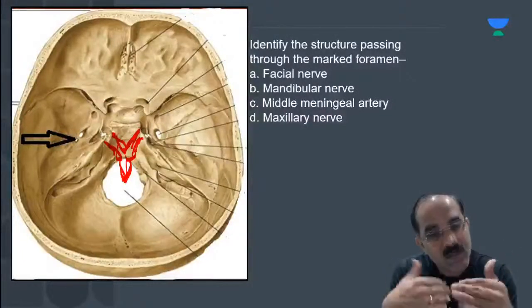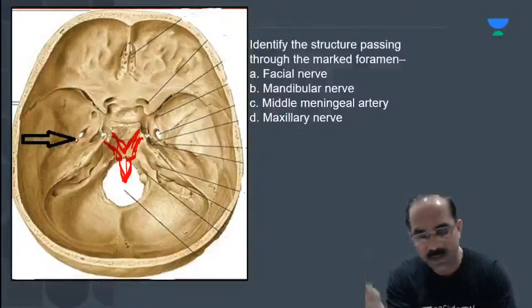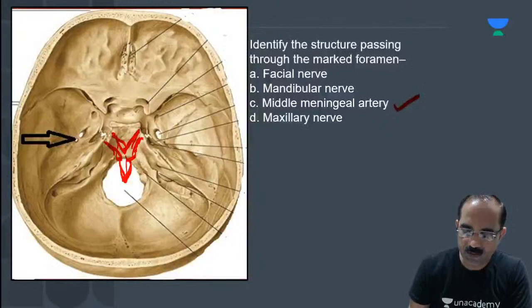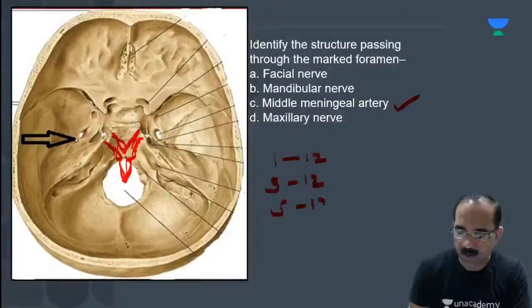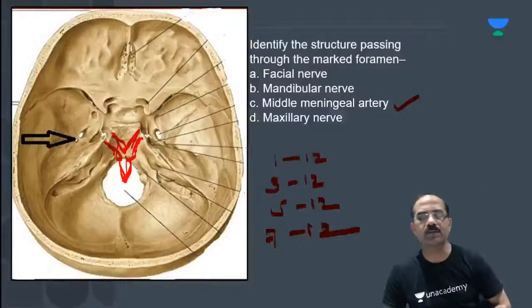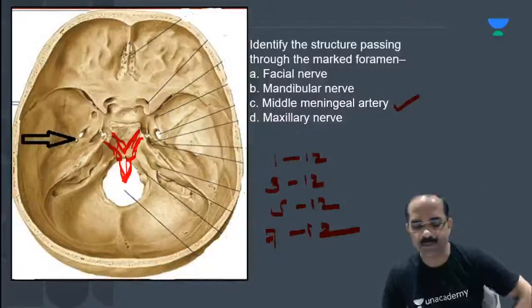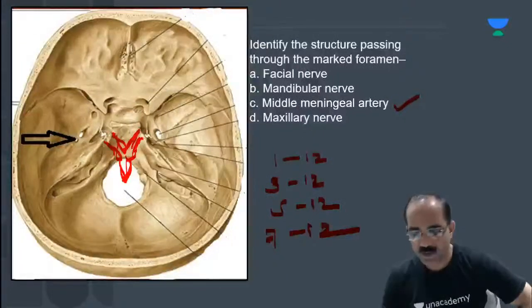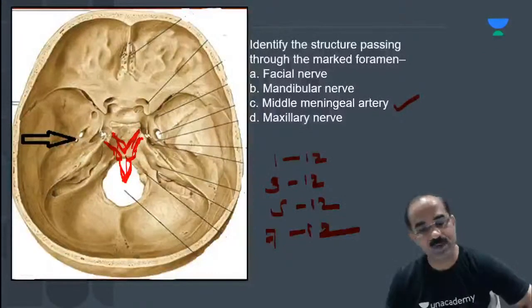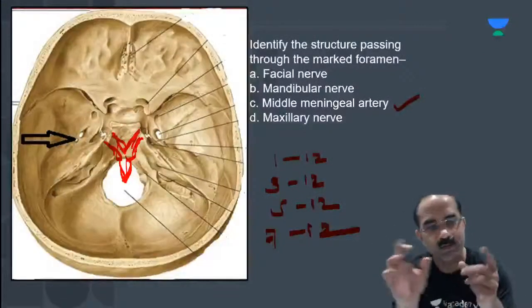So which are the nerves present in the posterior cranial fossa? 1 to 12, 3 to 12, 5 to 12, 7 to 12? What is your answer? Very good, it's 3 to 12. Did you understand, students? 3 to 12.